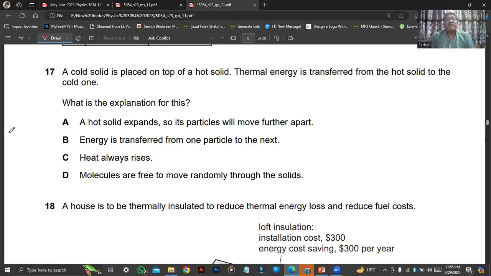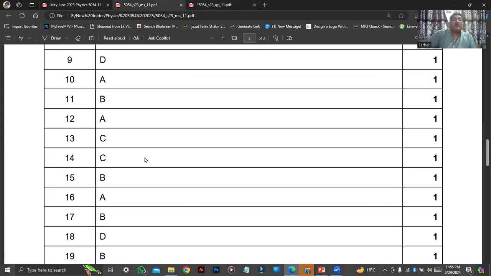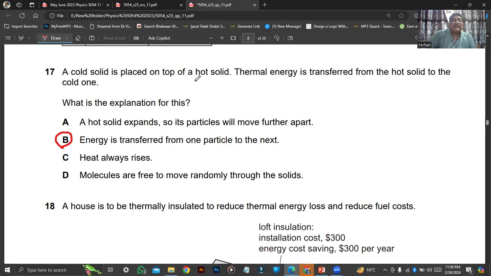A hot solid expands, so its particles will move further apart. Energy is transferred from one particle to the next. This sentence is the right sentence describing conduction. Heat always rises. That happens in convection. And molecules are free to move randomly through the solid. That does not happen in a solid. So B looks the best option to me, sir. Question number 17, B is the right answer.